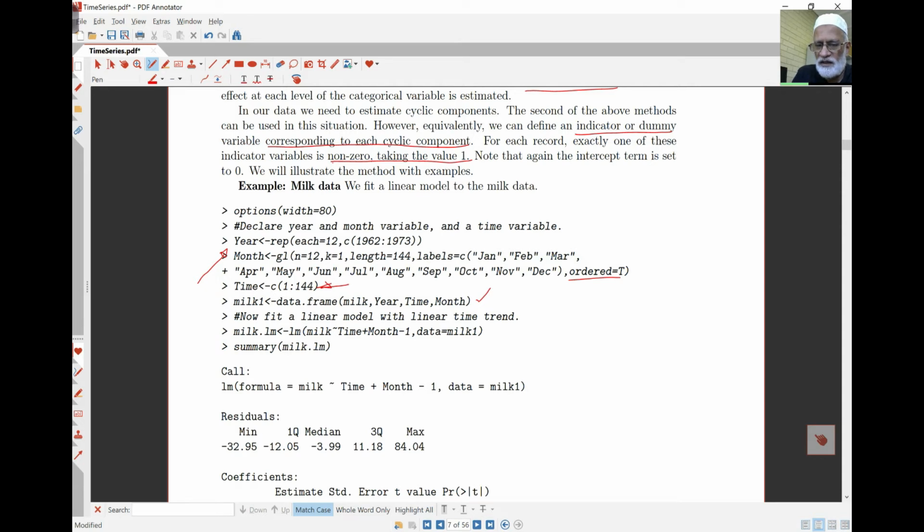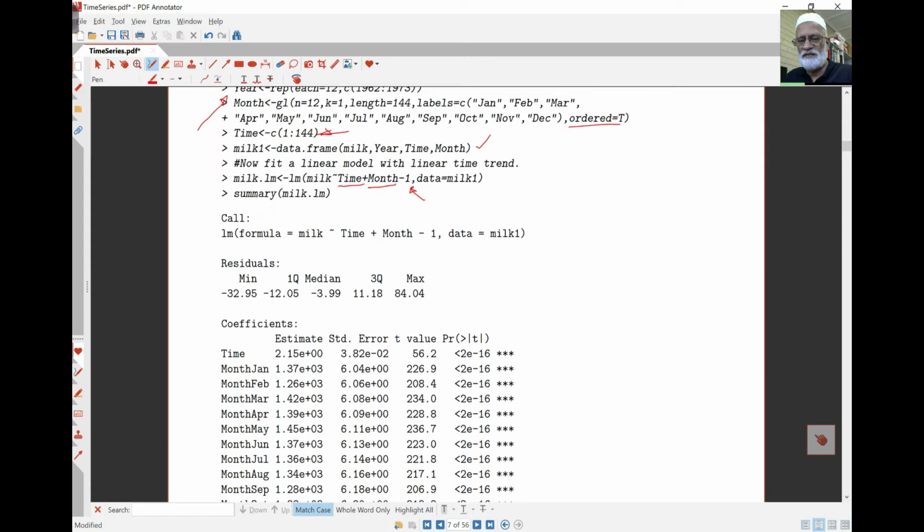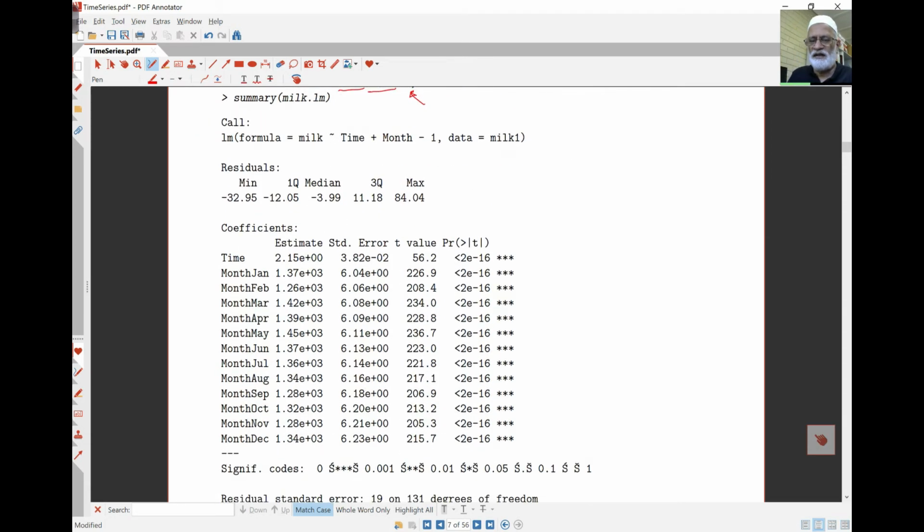And here's my linear model. I've got time, which is my time variable 1, 2, 3, 4, and so on, to fit the trend. I've got month, which is the cyclic component, and the -1 here, of course, removes the intercept, so I'll be able to see all the months in my model. So here's a summary of the fit. You can see what's going on here. I've got a time trend, a linear trend in time. We can discuss later on whether the linear trend is appropriate or not.